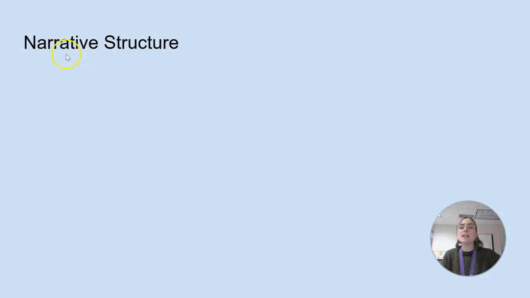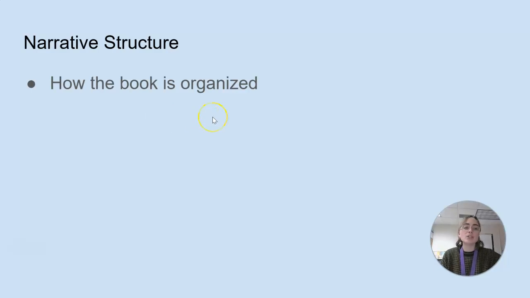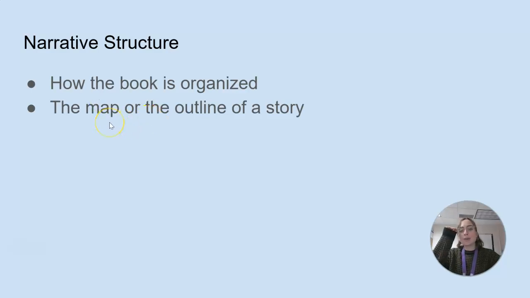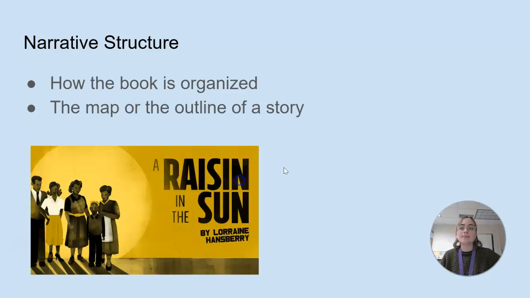So what is a narrative structure? This is just a fancy way for describing how a book is organized, and you can kind of think of narrative structure like the map or the outline of a story. So in what order do our events take place?